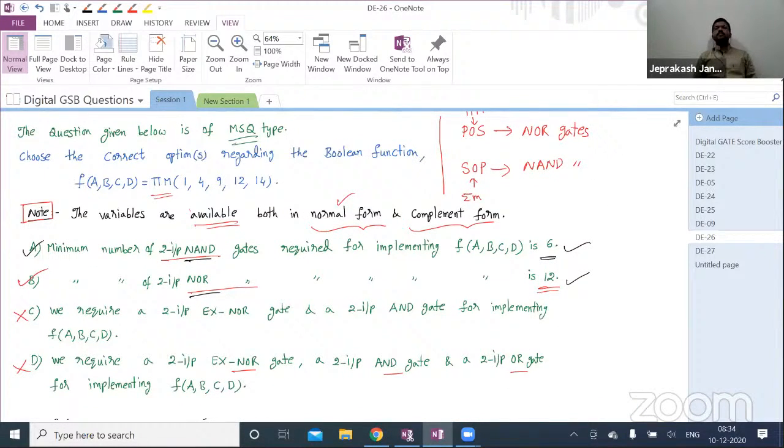With this we have completed the questions related to the 3 chapters: number systems and codes, Boolean algebra and K-maps, and logic gates. In the logic gates, with the help of this question, we covered all the variety of models, right? All the cases we have covered. So in tomorrow's class, we'll discuss the questions related to combinational circuits, sequential circuits, data converters, logic family, microprocessor, etc.